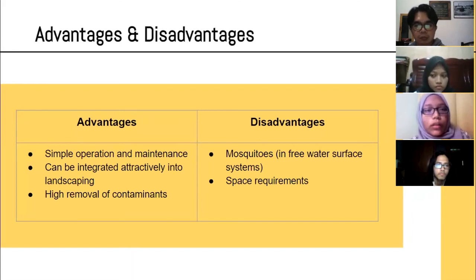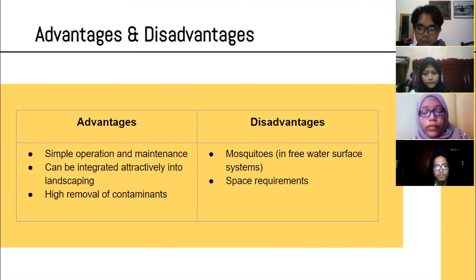So these are the advantages and disadvantages of the constructed wetland. For the advantages, the first one is it has a simple operation and maintenance. Second, it can be integrated attractively into landscaping. And the third one, high removal of contaminant. And for the disadvantages, the first one, the mosquito, especially in free water surface system, and the second one is the space requirement for the wetland.